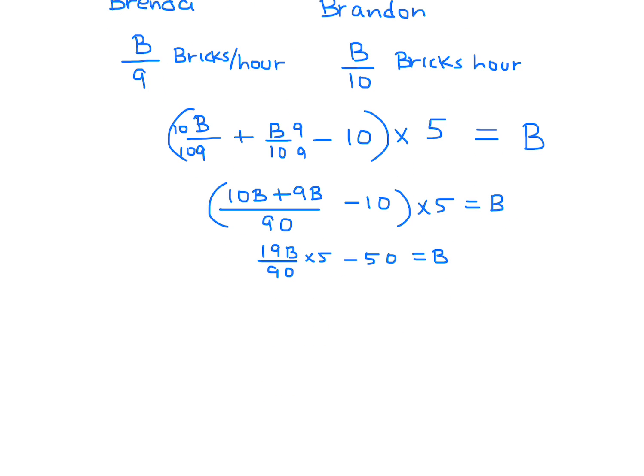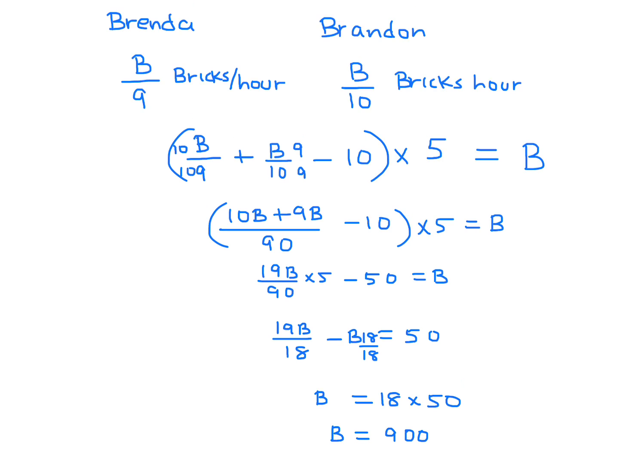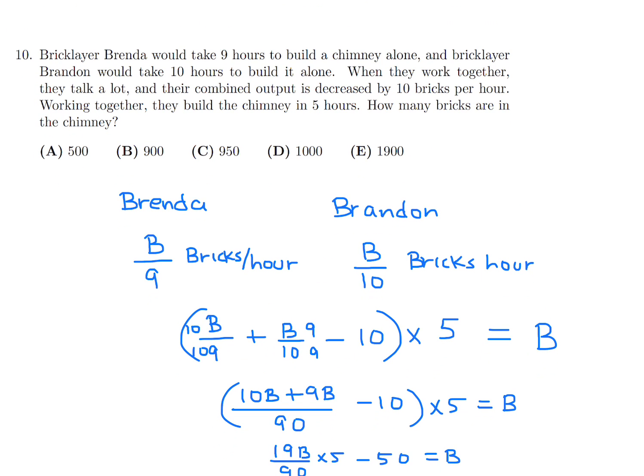So this looks like 19B over 18 minus B is equal to 50, and then get common denominator top and bottom by 18. So we'll have 19B minus 18B, which is just B, and then bring the 18 over here to the other side, and therefore B will be 18 times 50, which is 900. So the number of bricks is 900, and therefore number 10, the answer is B.